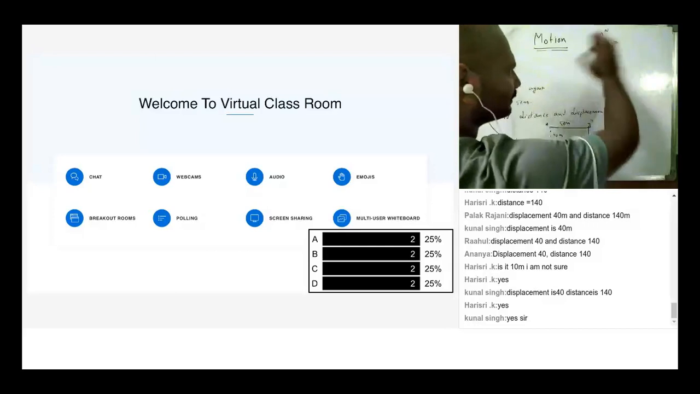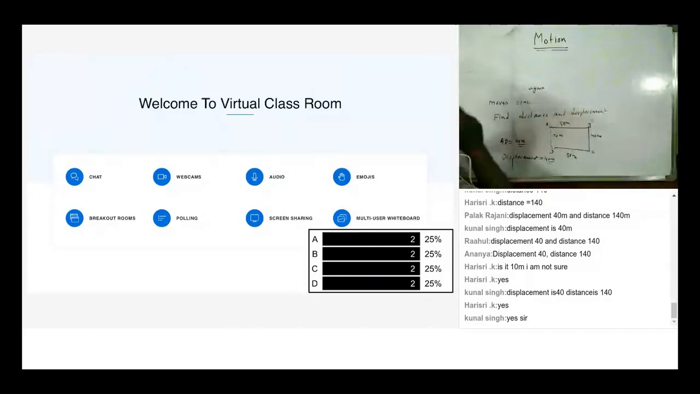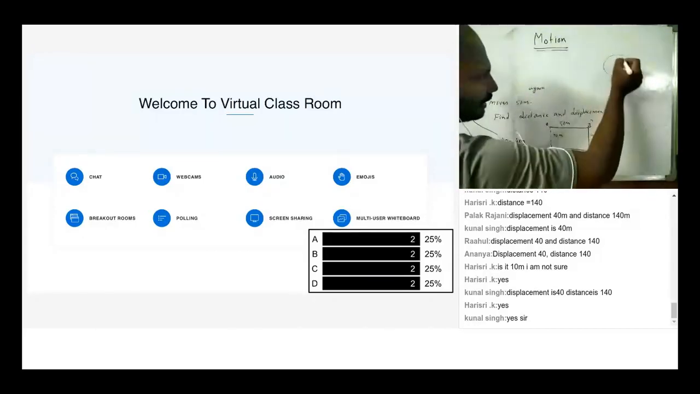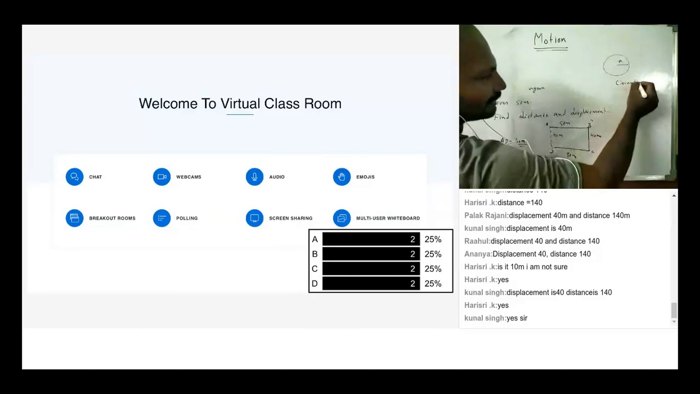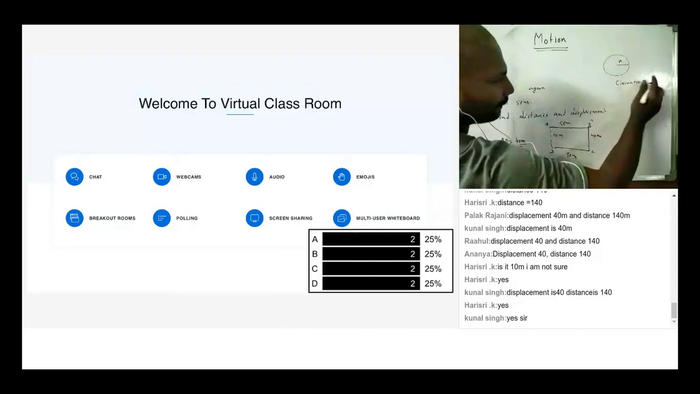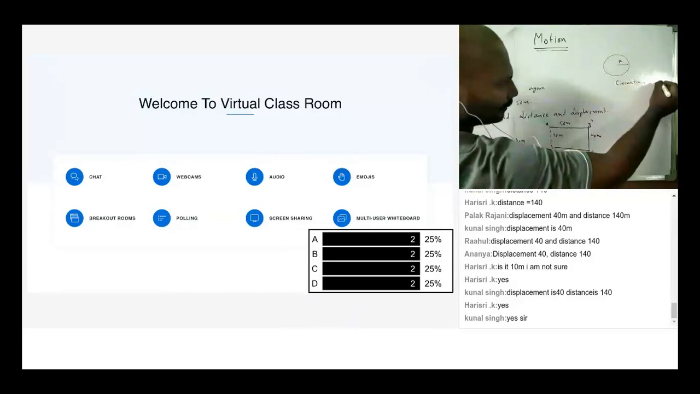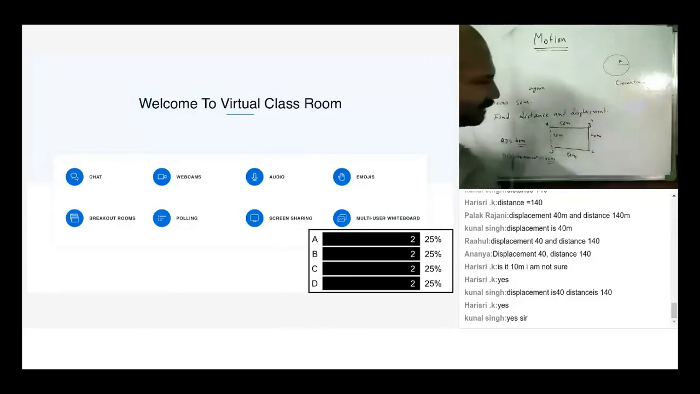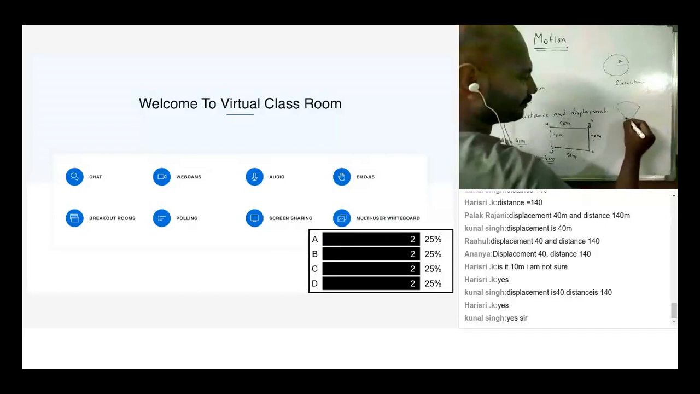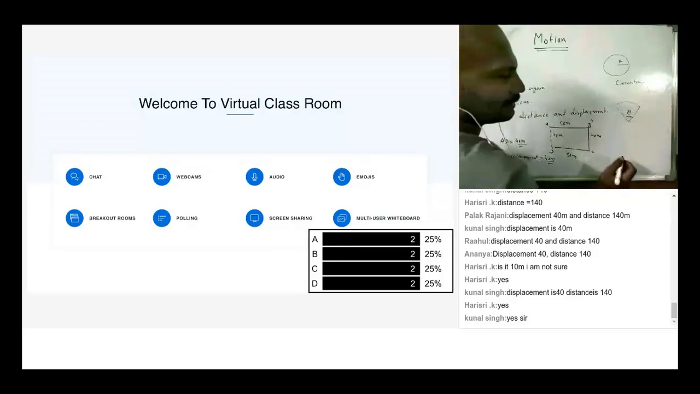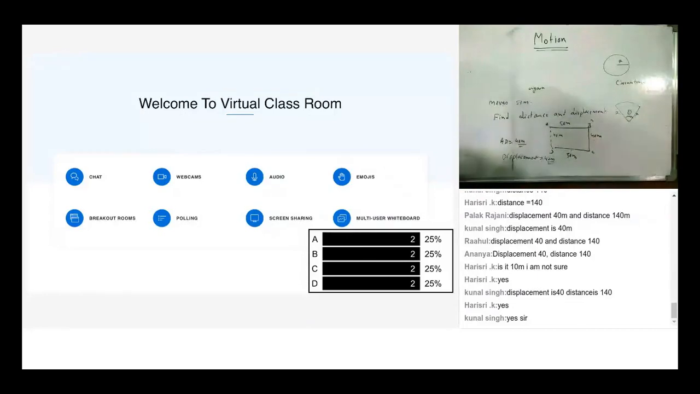If I have a circle of radius r, what is the circumference? 2 pi r, or pi d, where d is the diameter. Now, if I have a sector which subtends an angle theta, what is the length of the arc? That's what we say in mathematics. What is the length of the arc?